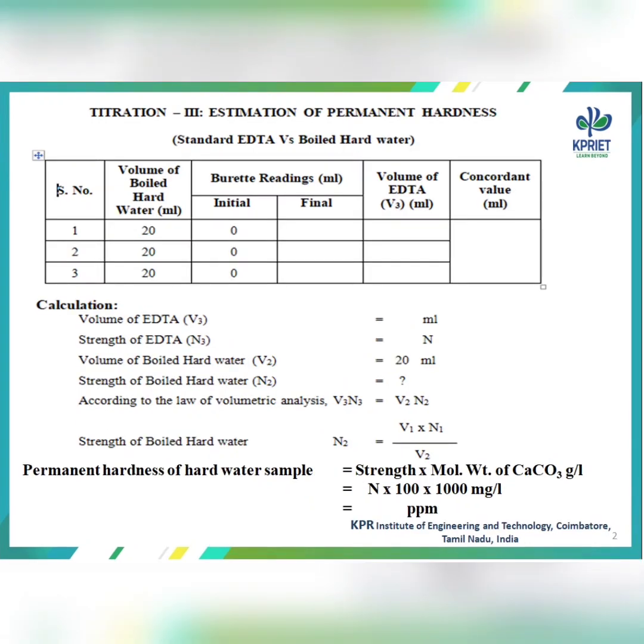For titration 3, which is estimation of permanent hardness, the titration is repeated thrice for concordant values. The volume of EDTA consumed is calculated using the V1N1 = V2N2 formula. The strength of permanent hard water is calculated. The permanent hardness present is calculated using the formula: strength of permanent hard water × 100, which is the molecular weight of calcium carbonate, and × 1000 prepared for 1 liter. The result is given in ppm or milligram per liter of permanent hardness.